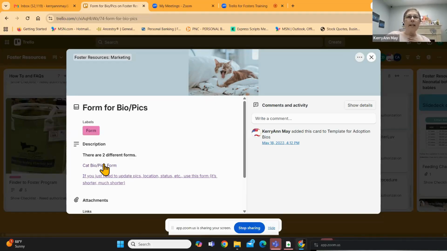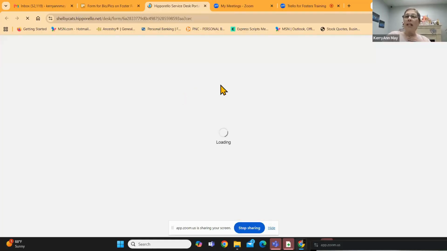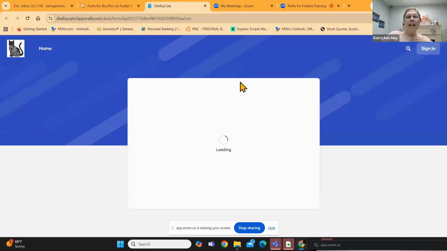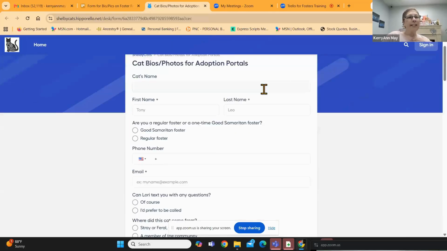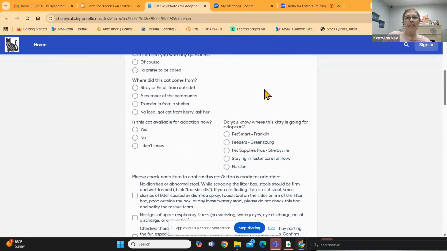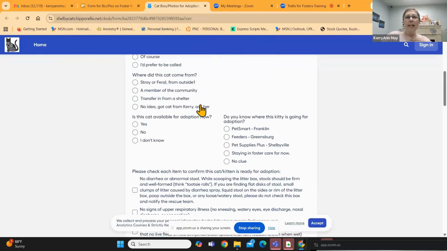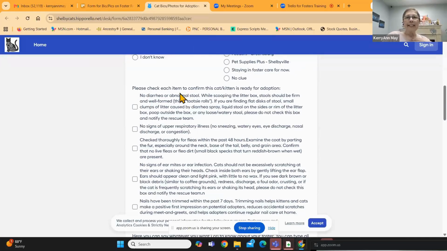So when you click on the bio form, you have to do one for each cat, of course. And it's pretty straightforward. There's nothing earth-shattering here. It's a lot of check boxes. And there is a primer here to gauge whether the kitten is really ready for adoption.